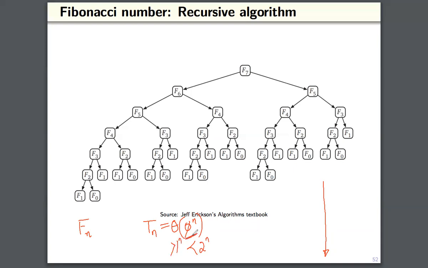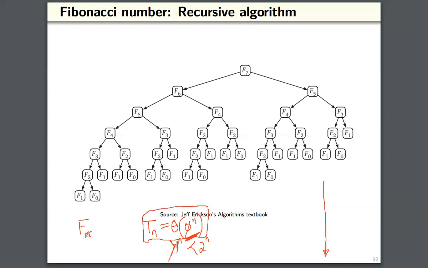So this is a huge number. This is an exponential function, right? Any function a power n, when a is greater than 1, is an exponential function. And exponential functions are very, very slow functions. Even for small values of n, they take a very long time. Okay, this is about the time complexity.